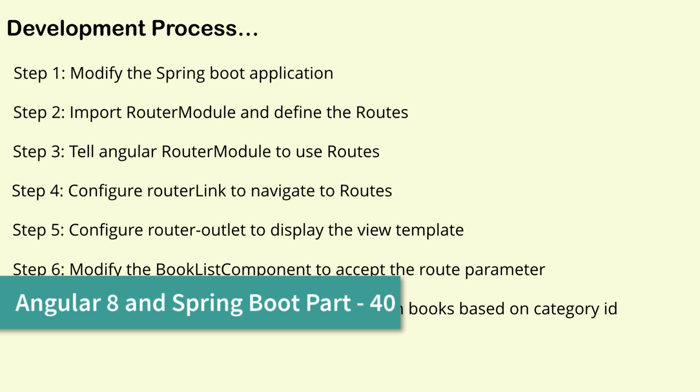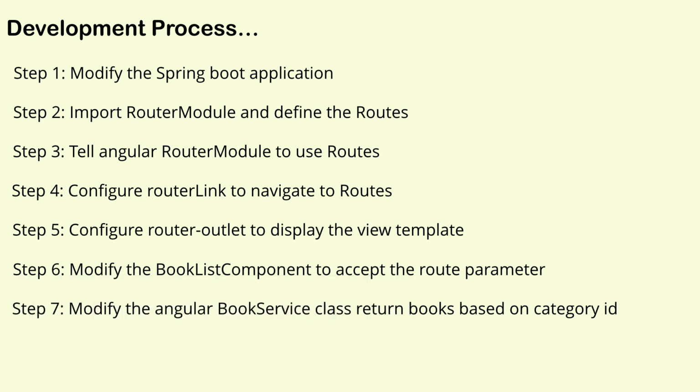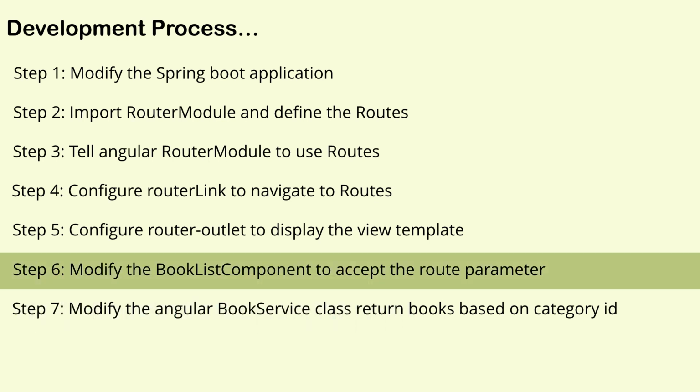So looking at our development process, in this video we're going to concentrate on step 6, which is modify the book list component to accept the route parameter.